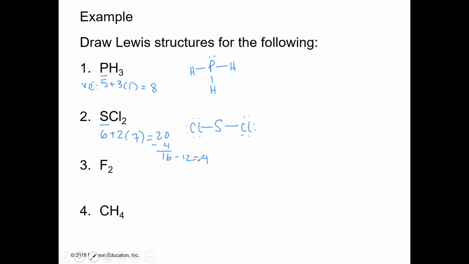The next thing we do with our remaining valence electrons is, if our central atom does not have a full octet yet, we need to draw the lone pairs around the central atom to see if it can have a full octet. So with our 4 valence electrons left, we'll draw 1, 2 for one of our lone pairs, 3, 4 for the other lone pair. So now we've used up all 20 of our valence electrons, and we can see that each one of our atoms is happy because it has a full octet.